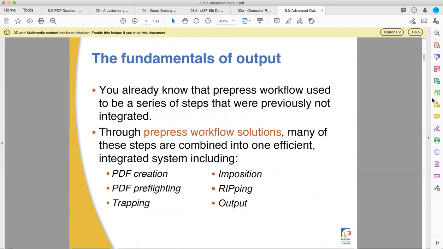So output, we already know from previous chapters that prepress workflow used to be a bunch of individual stations that were separated by physical distance, and things were done by hand. Back in the days of film and large process cameras and exposure tables, very similar to how you make screens for screen printing, used to be how you'd make plates for plate setting and for then printing on an offset lithography. By computerizing and automating a lot of this stuff and being able to use digital files instead of knives, rulers, and glue, we're able to do things much more efficiently. And it also then integrates a bunch of steps that used to be separate. So we have our PDF creation, our pre-flighting, our trapping, imposition, RIP, and output.